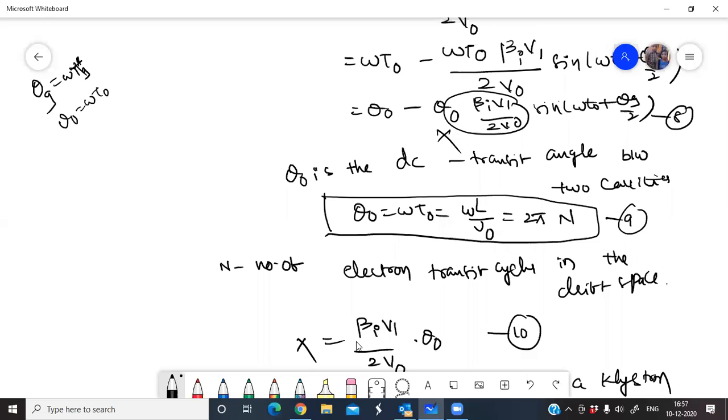theta naught minus x into beta I v1 by 2 v naught sin omega t naught plus theta z by 2. Now here I just want to calculate the value of x. So in order to calculate the value of x, you have to go for the Bessel's function.